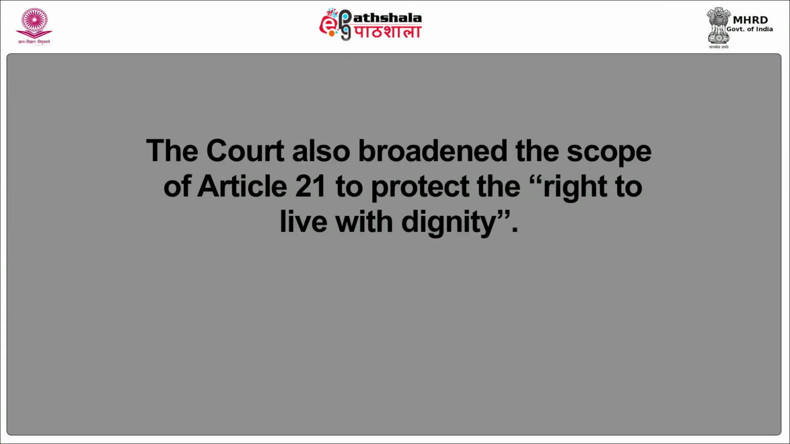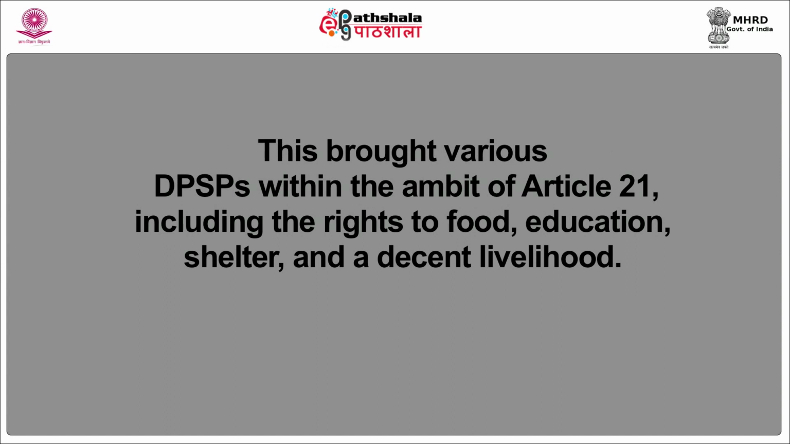The court also broadened the scope of Article 21 to protect the right to live with dignity. This brought various DPSPs within the ambit of Article 21, including the rights to food, education, shelter, and a decent livelihood. The result of all these changes is that the Indian judiciary, particularly the Supreme Court, has vastly increased its power and jurisdiction. Today, it is not just a significant legal institution, but an important policy-making institution as well. With this discussion, I hope you have been able to understand the trajectory of the economic, social, and cultural rights in India with respect to justiciability.